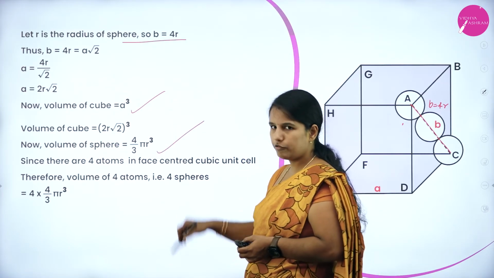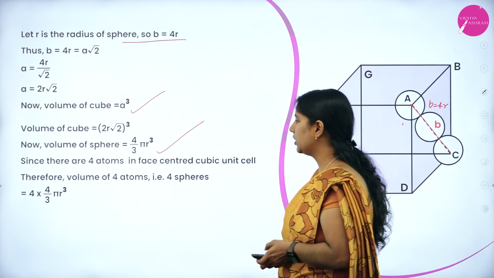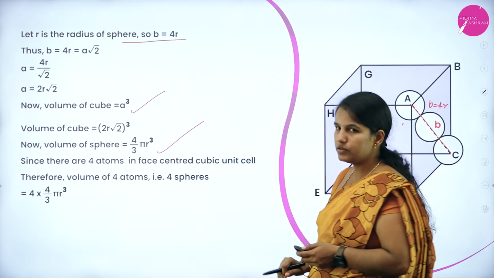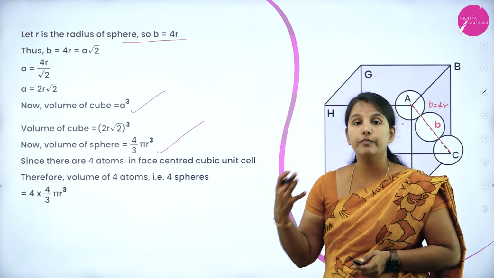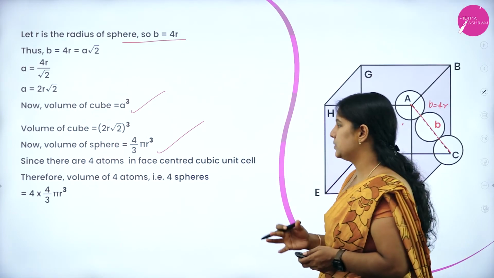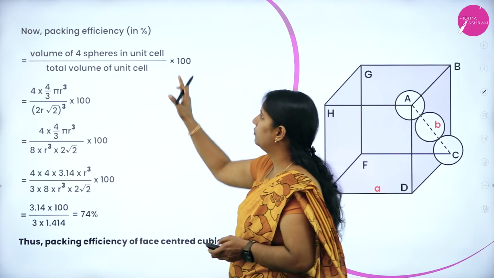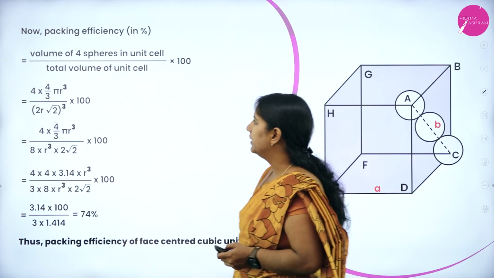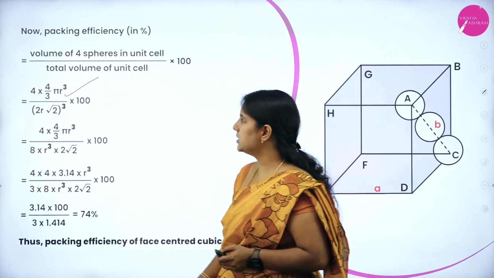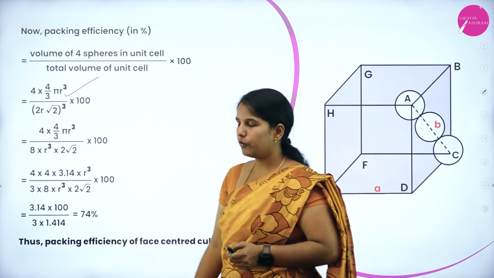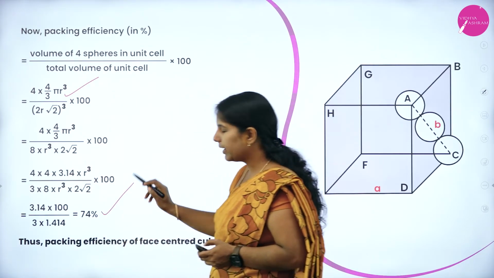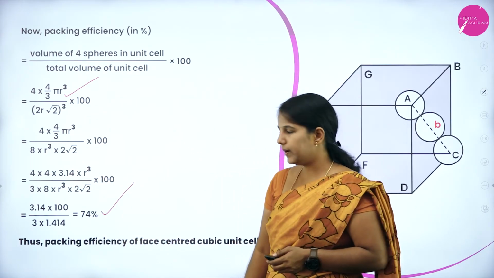And we know the volume of the sphere is nothing but 4 by 3 pi r cube. Then substitute the values with the number of particles in the FCC, that is 4. Then finally put the formula for the packing efficiency. Then substitute the volume of the 4 spheres divided by the total volume of the unit cell. If you do the simple calculation, you will get 74%.